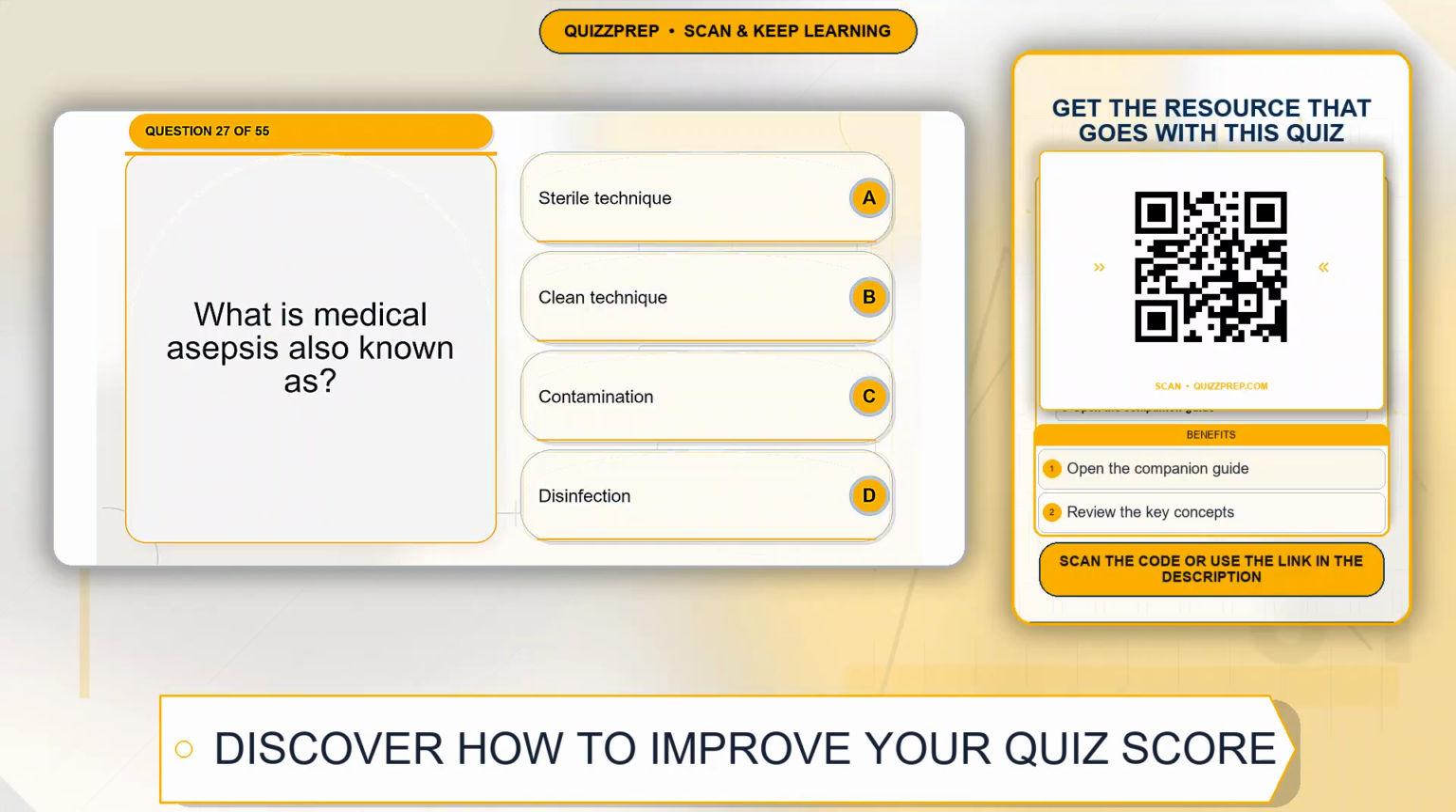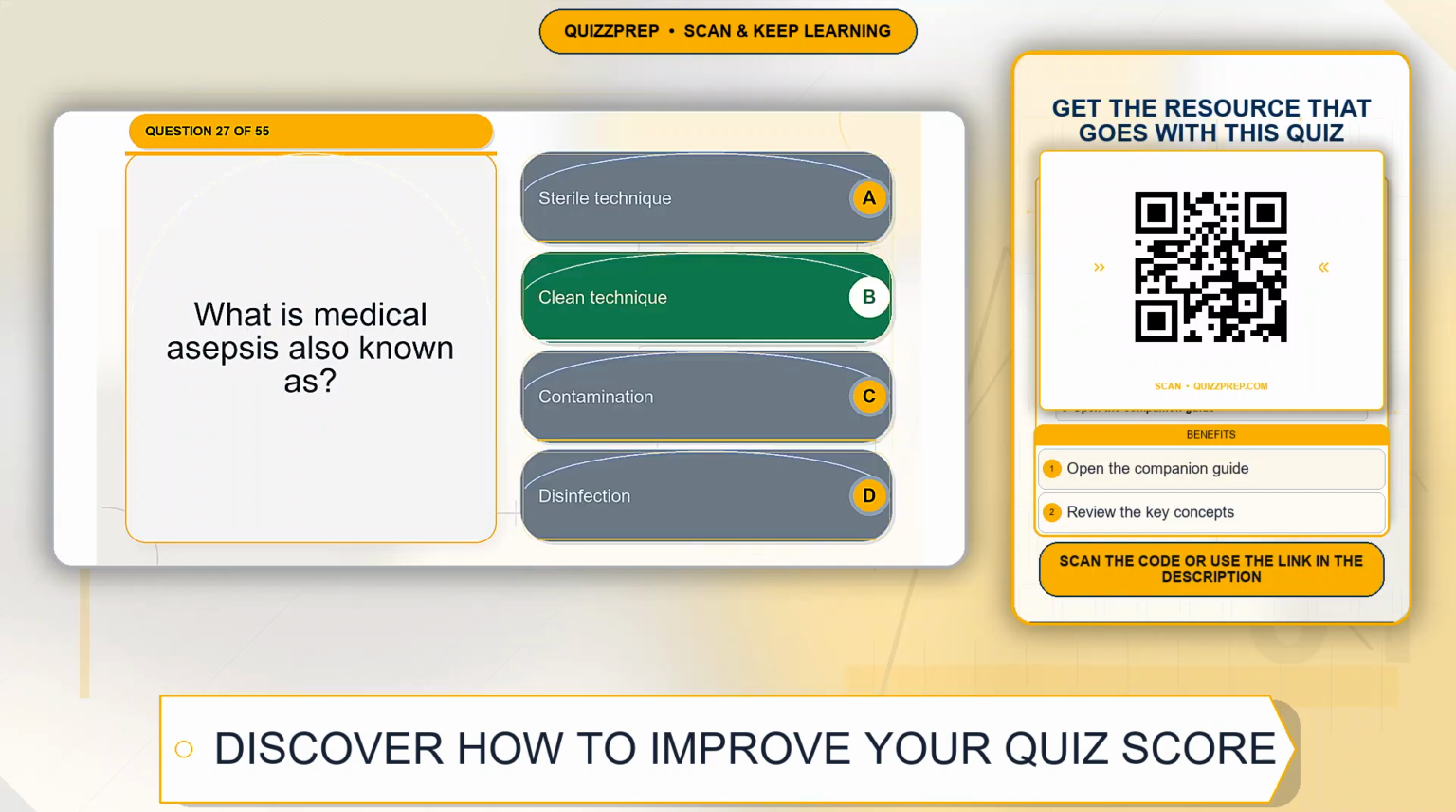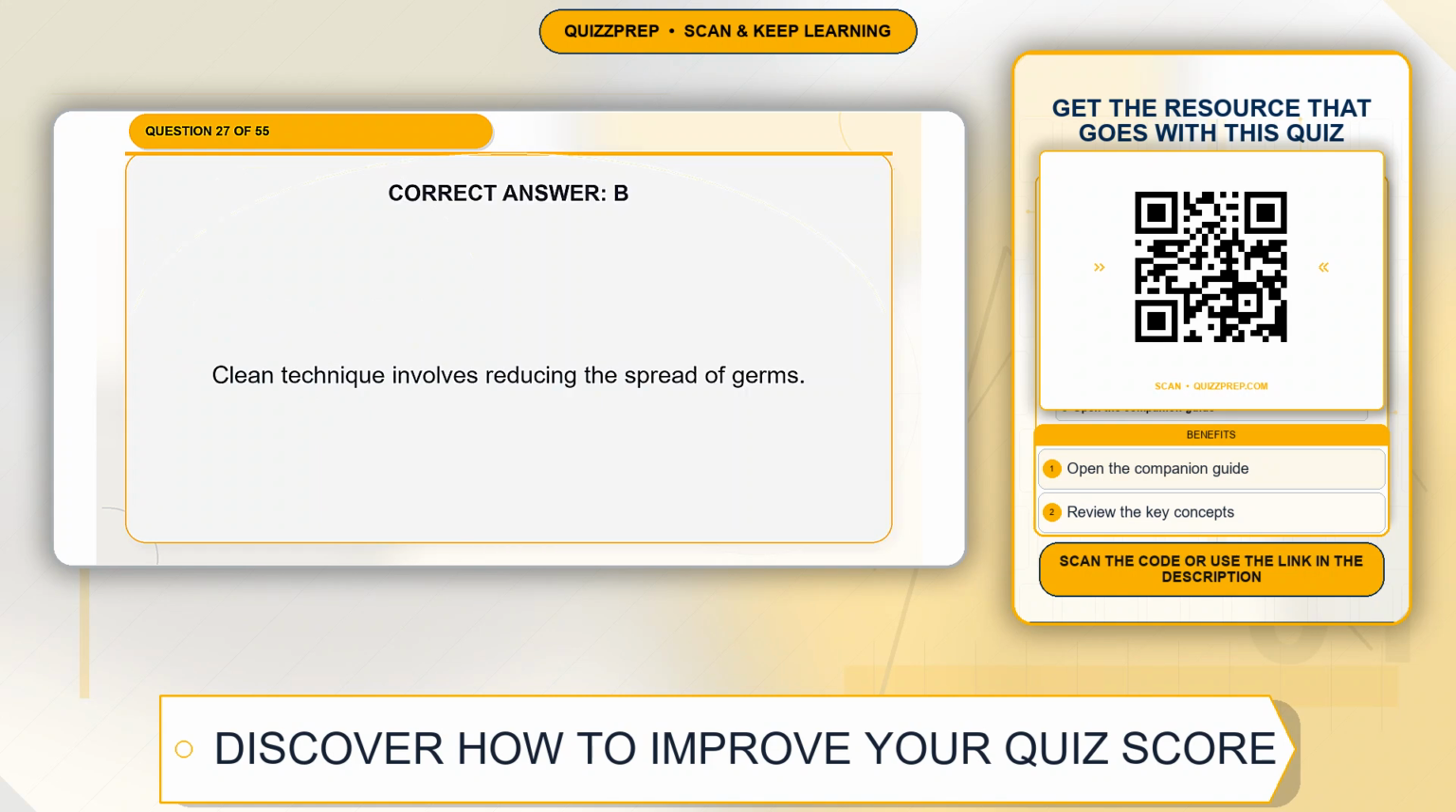Question 27. What is medical asepsis also known as? Option A, sterile technique. Option B, clean technique. Option C, contamination. Option D, disinfection. The correct answer is option B, clean technique. Explanation: clean technique involves reducing the spread of germs.